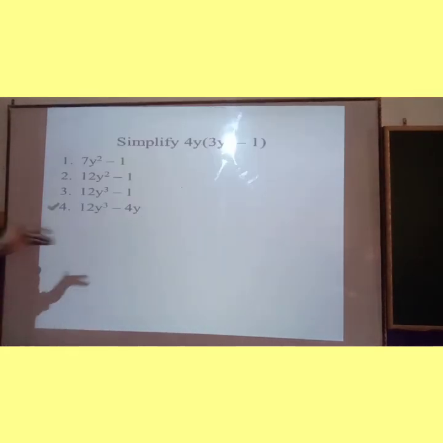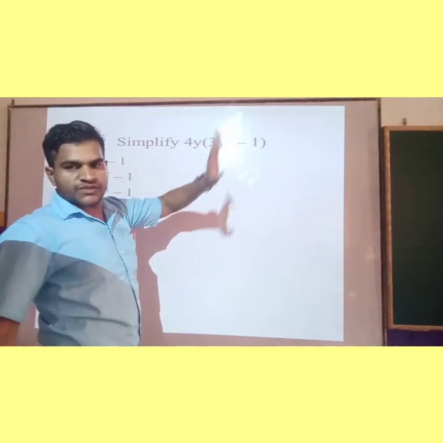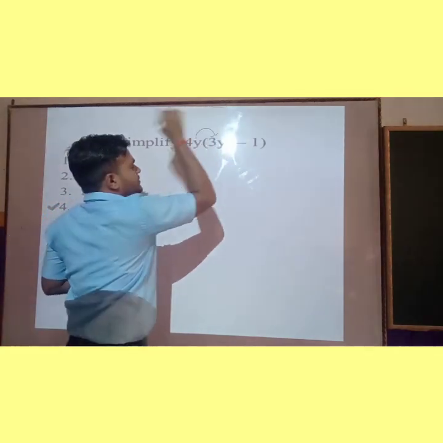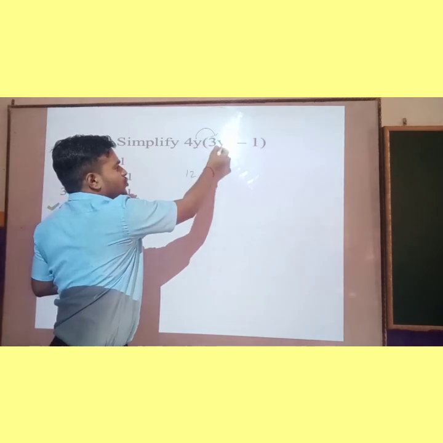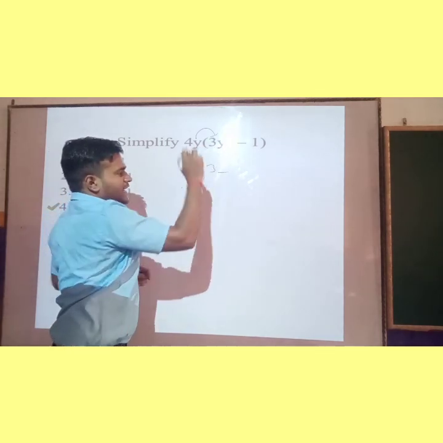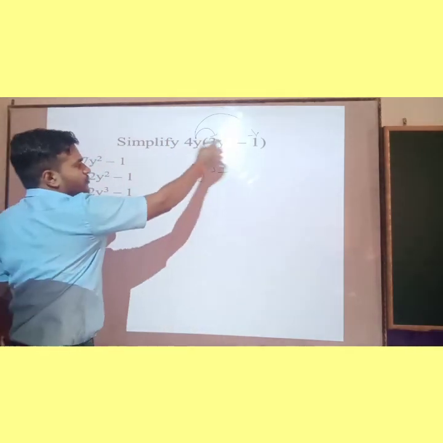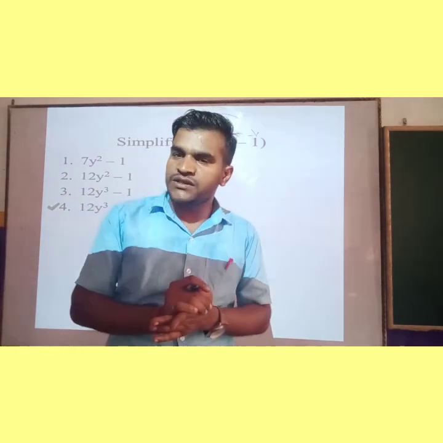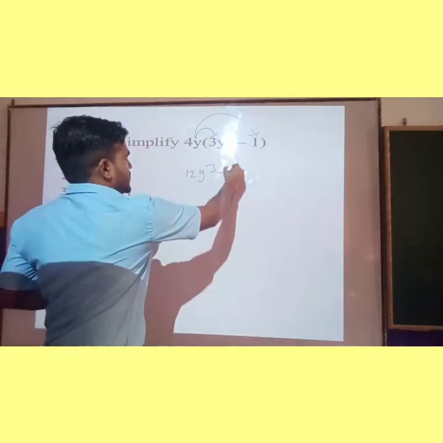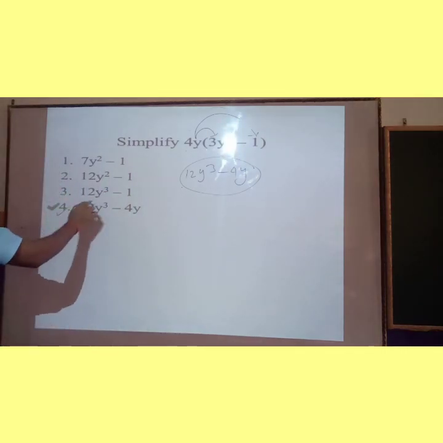Here it is given: simplify 4y in bracket 3y square minus 1. So 4y will be multiplied with 3y square. So 3 4 ja 12, y into y square, that is y cube. Minus 4y multiplied by 1. As we know that 1 is the multiplicative identity, so 4y will be 4y. So which one is the correct option? That is the fourth one. 12y cube minus 4y is the correct option.